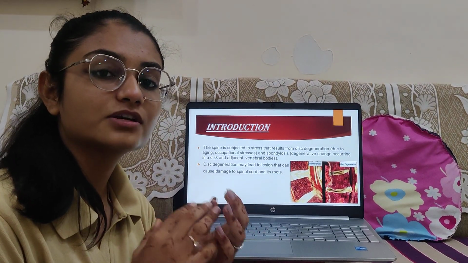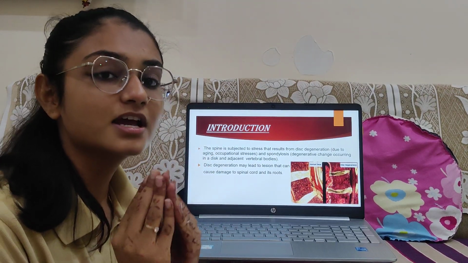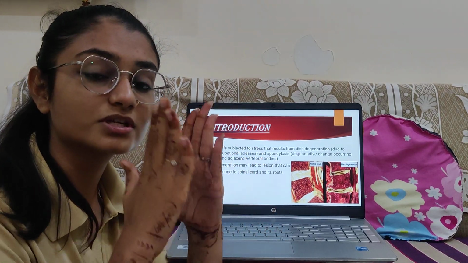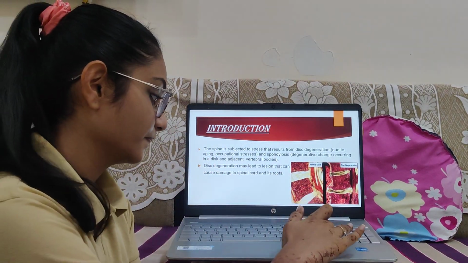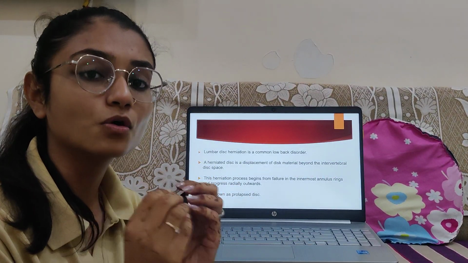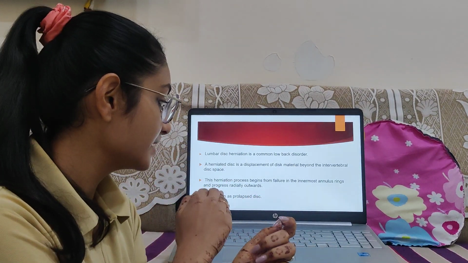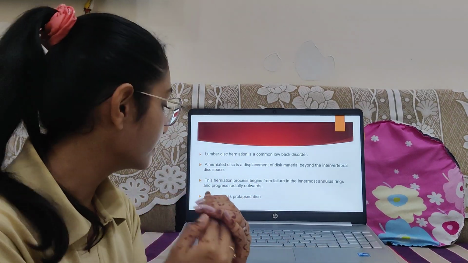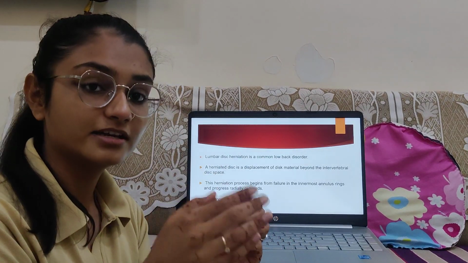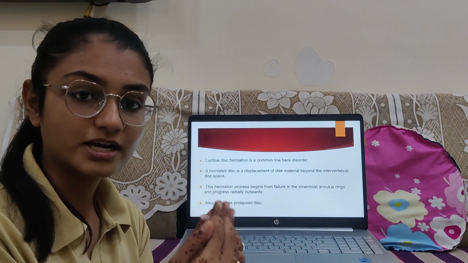The spine is subjected to stress that results from disc degeneration and spondylosis. Disc degeneration may lead to lesions that can damage the spinal cord and its roots. Lumbar disc herniation is a common low back disorder. The herniated disc is a displacement of disc material beyond the intervertebral disc space. The herniation process begins from the failure in the innermost annular rings and progresses radially outwards, also known as prolapsed disc.